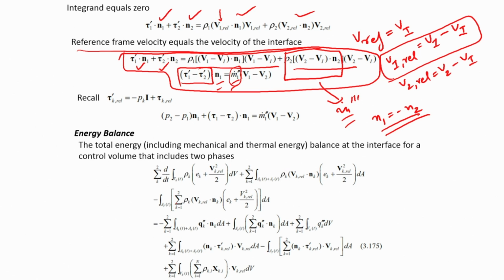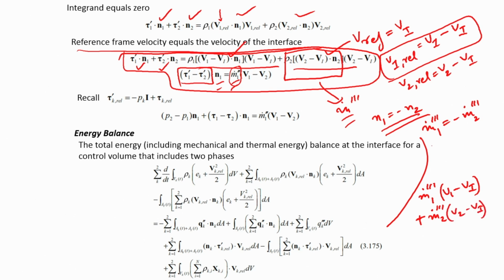Okay. Noting also that m1''' is minus m2'''. When we expand these two quantities, they look like m1''' times (V1 minus Vi), that is the first expression, plus m2''' times (V2 minus Vi). But using m1''' is the same as minus m2''', this expression becomes (V1 minus Vi) minus m1''' times (V2 minus Vi). If you add these two quantities, the Vi's drop out and you get this expression.